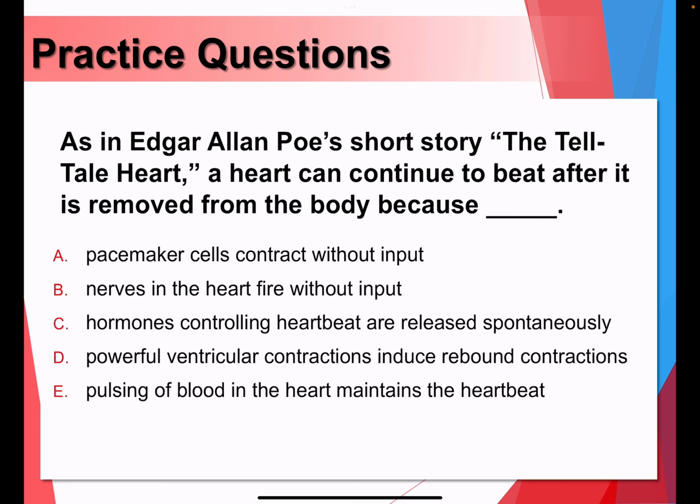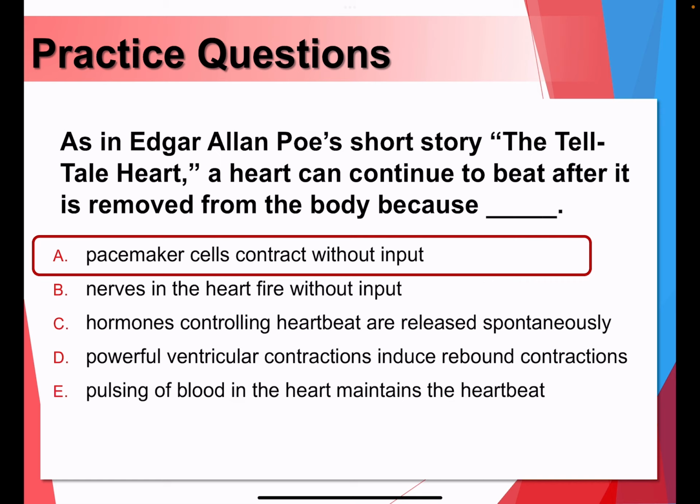Okay, as in Edgar Allan Poe's short story, The Telltale Heart, a heart can continue to beat after it is removed from the body because, not to bring up a creepy story, but just to make it interesting, I guess, for the textbook, pacemaker cells can contract without any input from the nervous system.